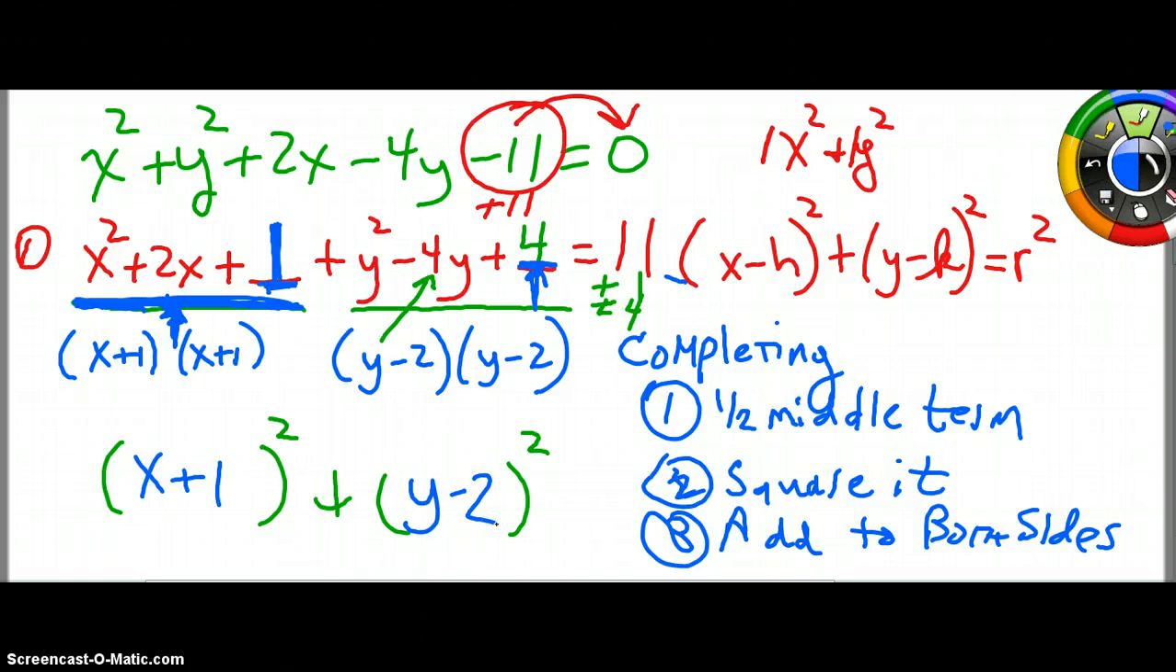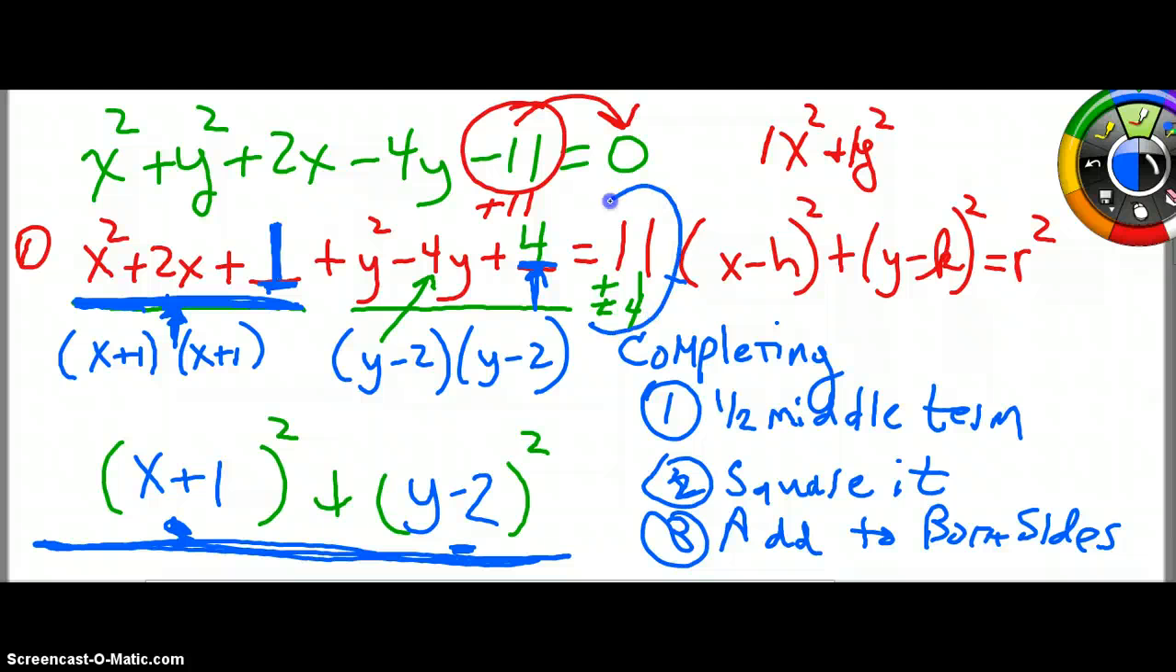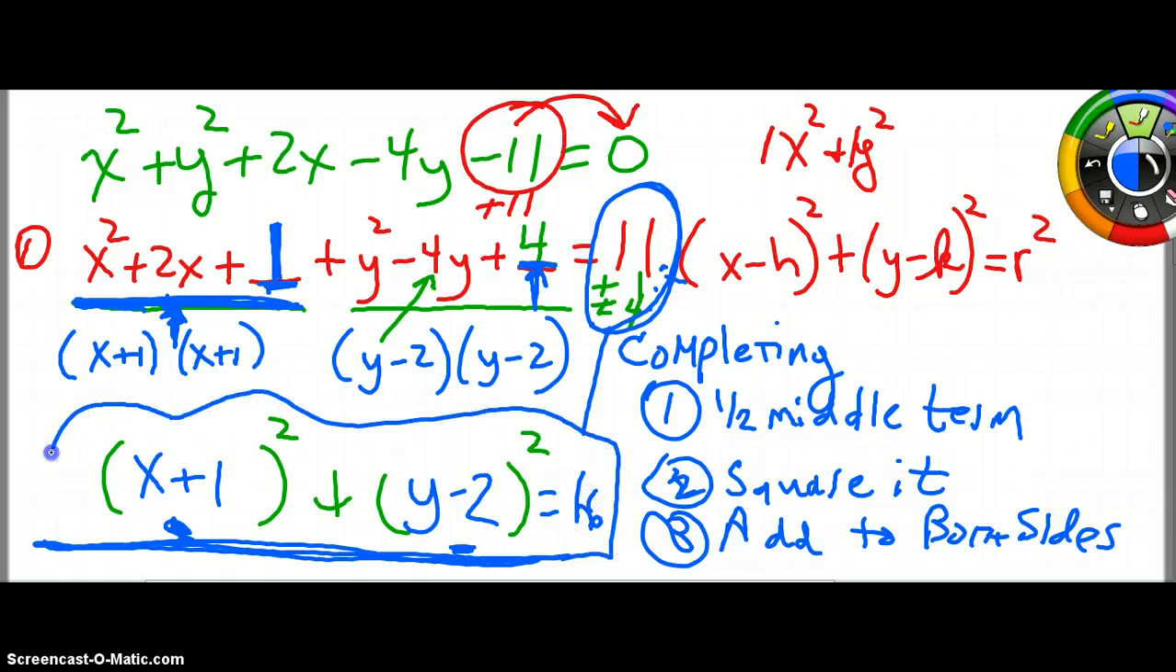Now look, we should be able to identify the center now of this circle. What is the center? There's your x coordinate. If it's positive, it's negative. There's your y coordinate. If it's negative, it's positive. And then on the other side, which is going to be my radius squared, I add up, in this case, 11, 1, and 4 becomes a 16. And now I have standard form. I can identify the center, and I can identify the radius.